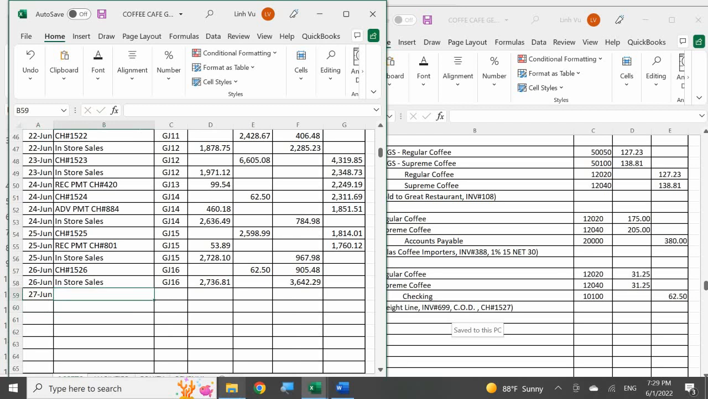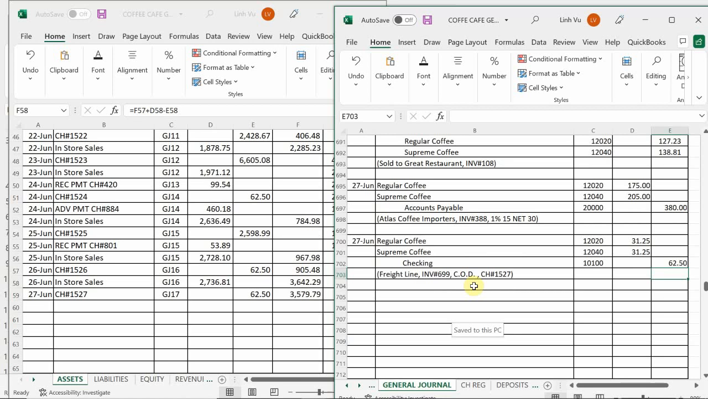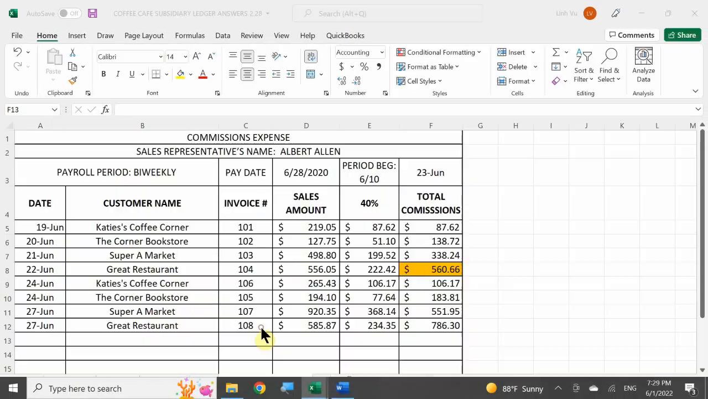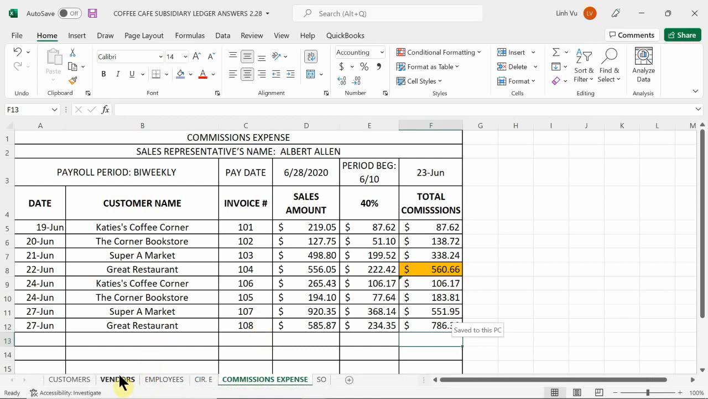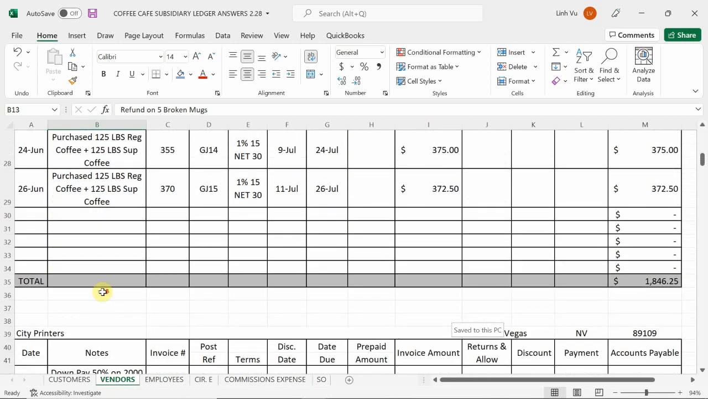Okay. So again, in this case, check number 1527, which will decrease our account by another $62.50. So we now have $3,579.79 left remaining. Okay. So now that we updated our ledger, we now need to update our subsidiary ledger because now we owe Atlas Coffee more money, right? Because we received our coffee.